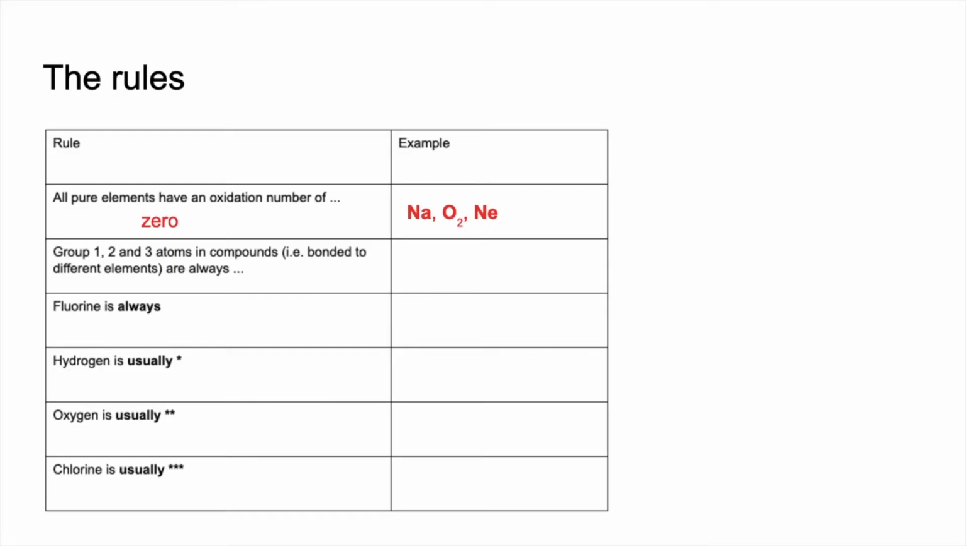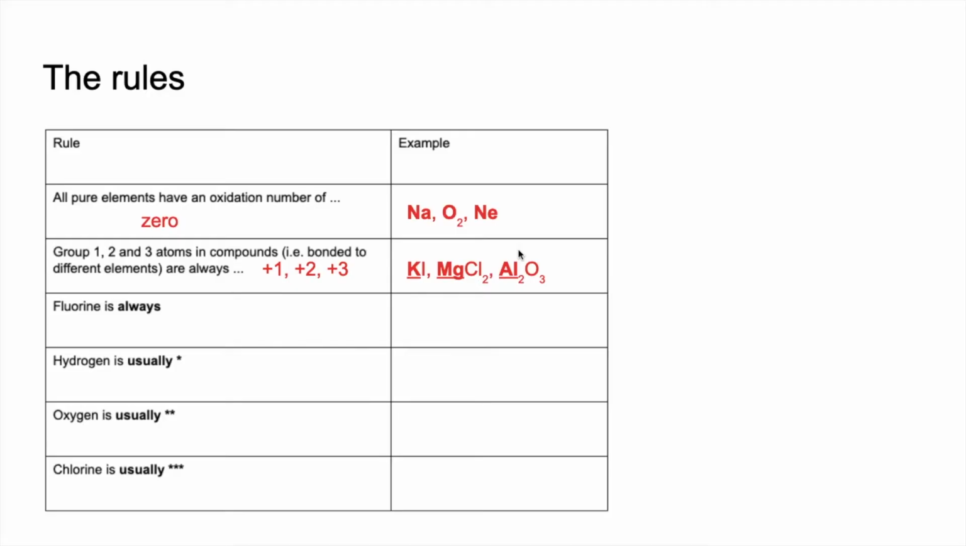The next rule is group 1, 2 and 3 atoms, when they're in compounds, so in other words bonded to something different, they are always +1 for group 1, +2 for group 2, +3 for group 3. So there's 3 examples there. So in potassium iodide, the potassium atom has an oxidation number of +1. Magnesium is always +2 in its compounds. Aluminium is always +3 in its compounds.